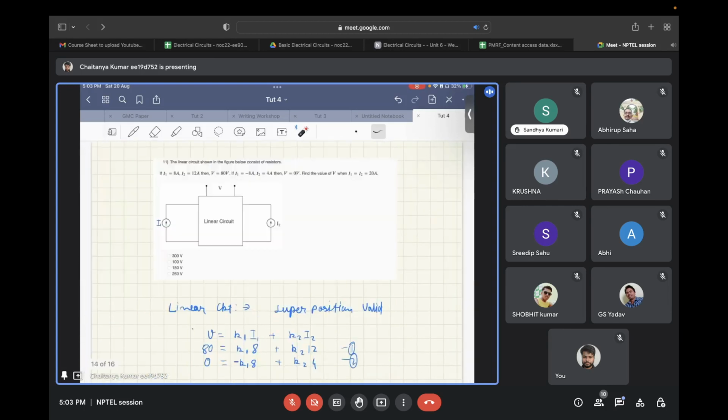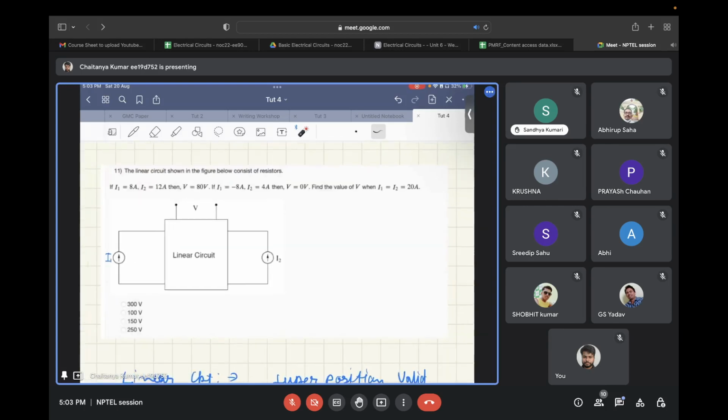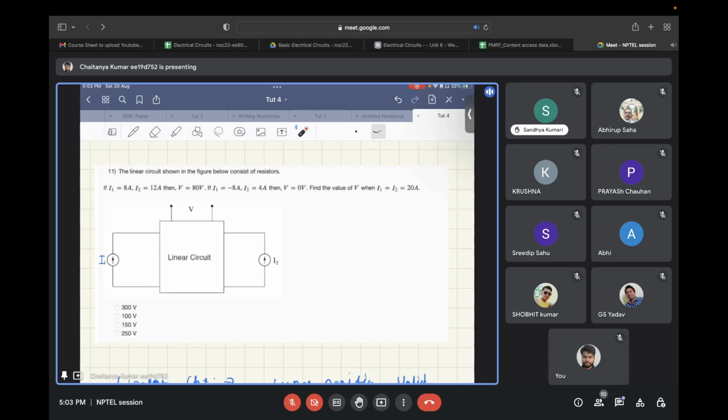Okay, so let's move to this question. Again, this circuit is linear, that is given to you, and two current sources, I1 and I2, are pumping current into this, and at one of the nodes, voltage V is being developed. Two sets of values of I1, I2, and V are given to you, and you need to find the value of V for another set of I1 and I2.